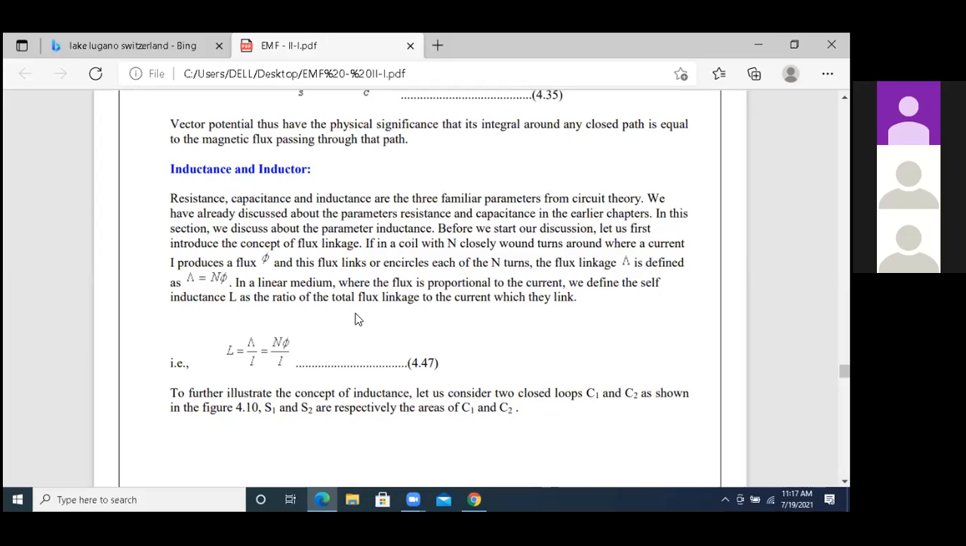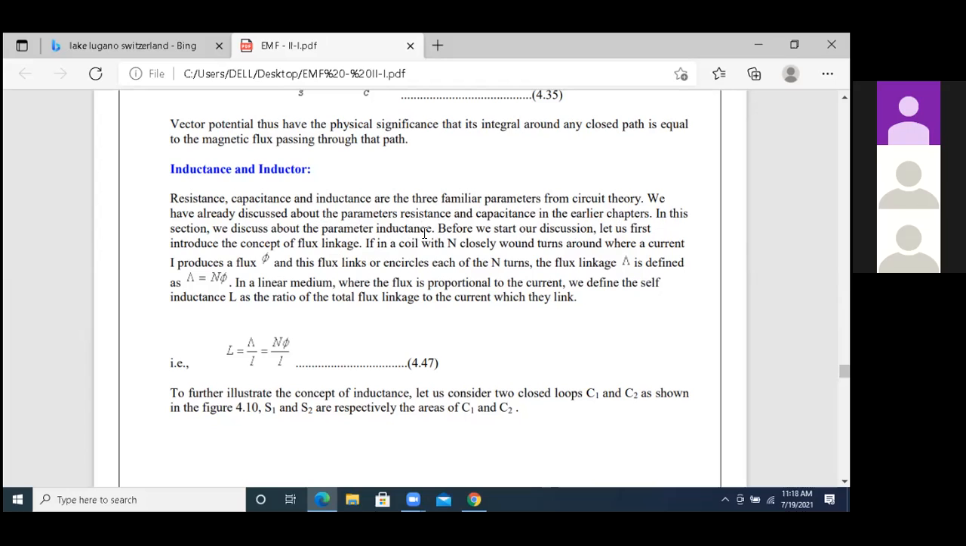here's a big statement. Resistance, capacitance, and inductance are three familiar parameters for circuit theory. We have already discussed the parameters resistor and capacitor in earlier chapters. In this section, we discuss the parameter inductance. Before we can start our discussion, let us first introduce the concept of flux linkage.